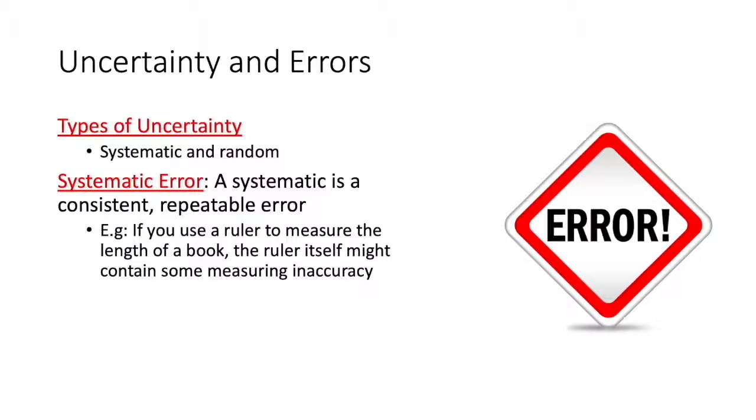So now let's take a look at uncertainty and error. There's mainly two types of uncertainty: systematic and random error. Systematic error is a consistent error. For example, if you use a ruler to measure the length of a book, the ruler itself may contain some uncertainty, and the uncertainty is consistent. This is an example of systematic error.